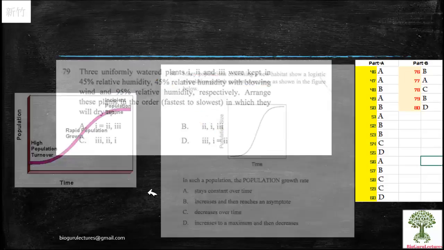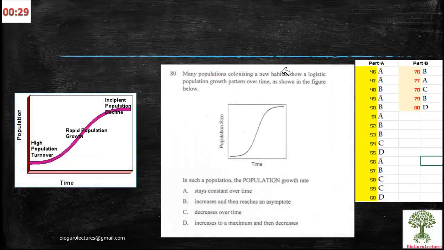Last question of part B. Many populations colonizing a new habitat show a logistic population growth pattern over time as shown in the figure below. Here a new population is introduced. What happens to the population after a particular time? Here I try to provide you the various points of population change. When a new population is introduced, the rate is going to increase rapidly.